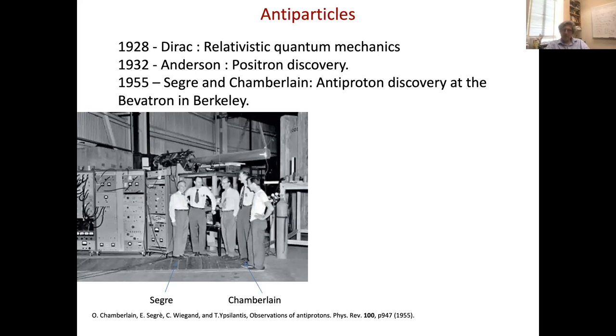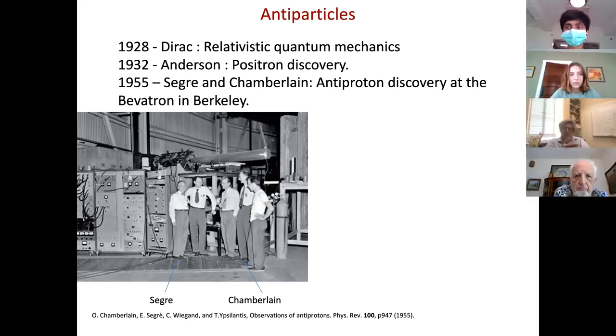Where was the antiproton discovered? Right here in town, in Berkeley, at Lawrence Berkeley Lab, at the Bevatron. I'm not sure any of you have visited Lawrence Berkeley Lab. I can't see raised hands. Some of you may have visited. You may actually know where the Bevatron is. So here you can see Segrè and Chamberlain, who won the Nobel Prize for this discovery, along with Wiegand and Ypsilantis, observation of antiprotons, 1955.